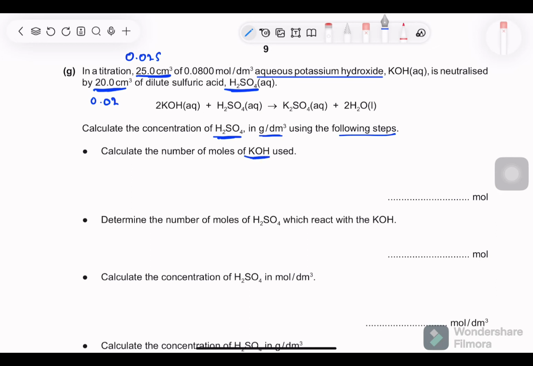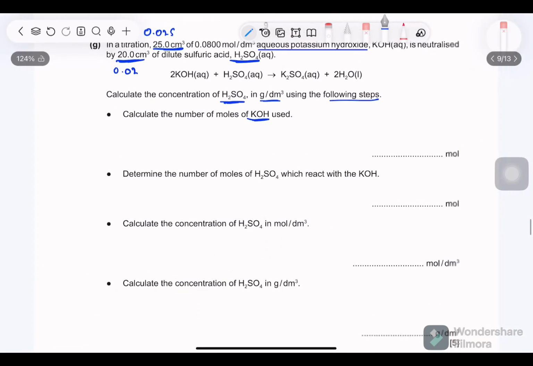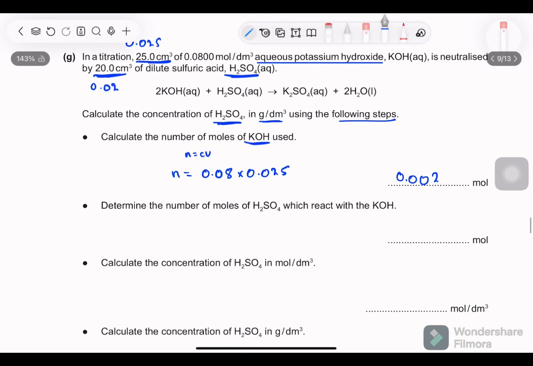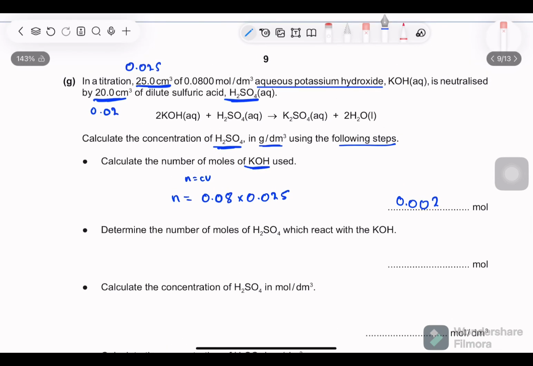Calculate the number of moles of KOH, which is potassium hydroxide. We know the formula for the number of moles, given the concentration and the volume. We have a formula n equals CV, where n is the number of moles: 0.08 times 0.025. Be sure to convert it into dm cube. Now you can use a calculator to find the answer, and you will get 0.002.